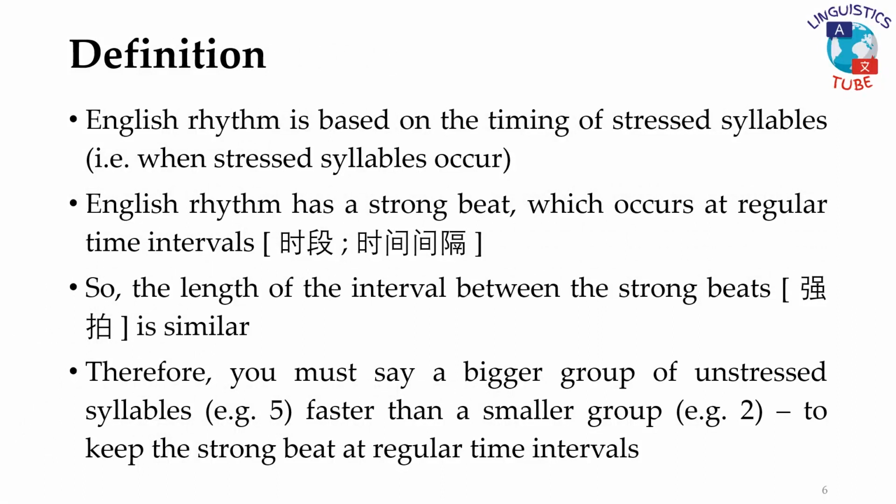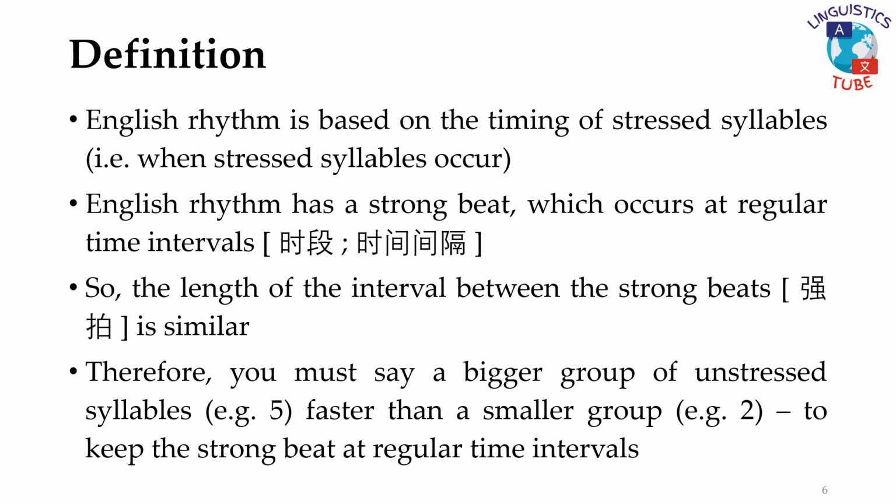Let's now look at rhythm in more detail. A more detailed definition of language rhythm is the systematic pattern of speech sounds. It is based on one main thing: the timing of stressed syllables. Or, in other words, it is based on when stressed syllables happen. In English, rhythm is based on a strong beat, which occurs at regular time intervals. This means that it does not matter how many unstressed syllables are between the regular strong beats, because the length of the interval between the strong beats is roughly the same.